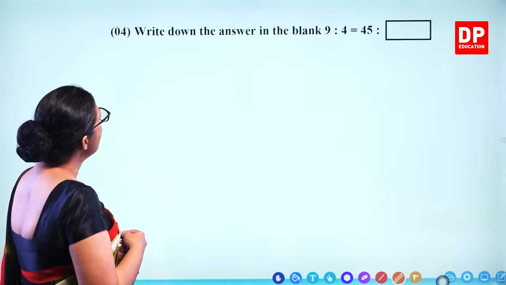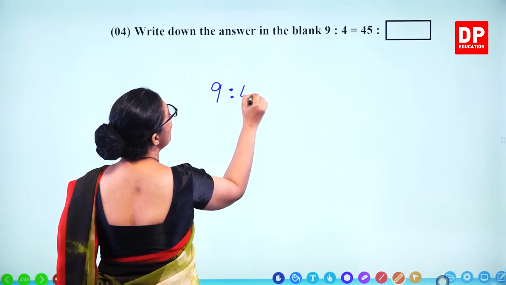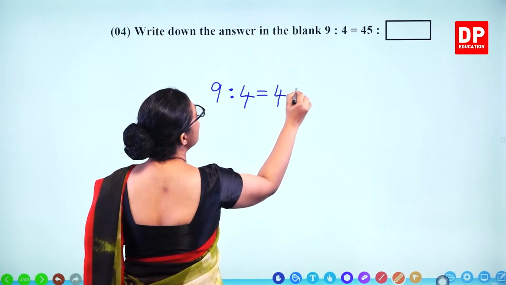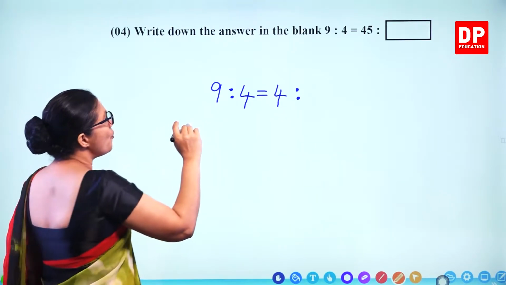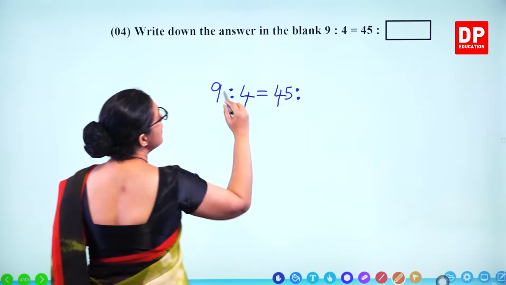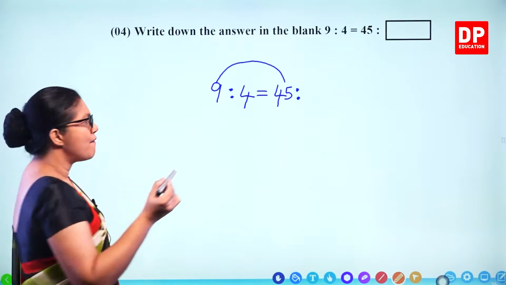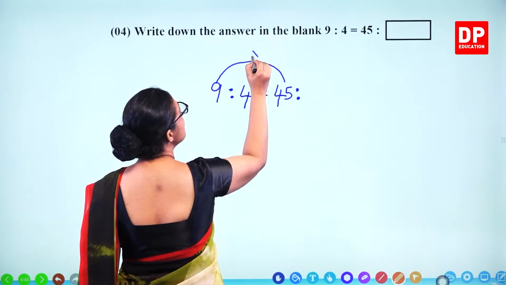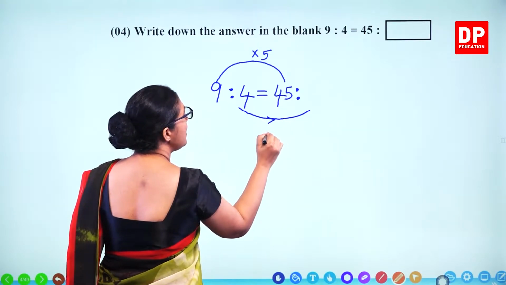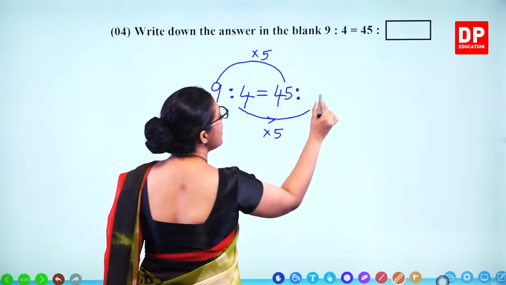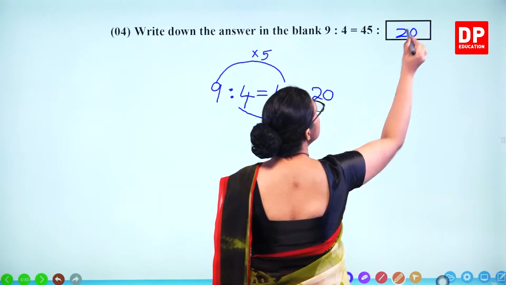Question number 4. Write down the answer in the blank. 9 to 4 is 45 to blank. So these are ratios. 9 becomes 45. That means multiply by 5. 45 divided by 9, that's multiplied by 5. So you do the same thing. You multiply this by 5. 5 times 4, 20. So the answer is here 20.